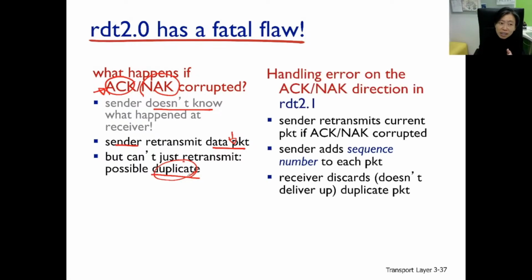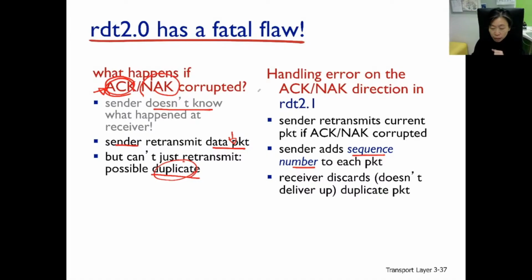So in RDT 2.1, to seriously address the issue, we need to add a sequence number to the packet sent, so that the receiver side can check the sequence number and see if the packet that has already been received earlier matches the sequence number the receiver is receiving now. If they match, then that is very likely a duplicate from the sender, and the corrupted feedback was an ACK.